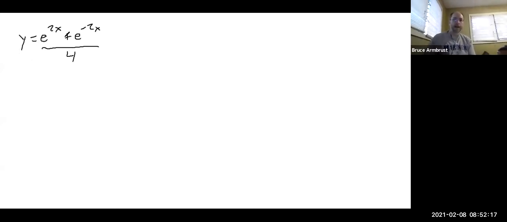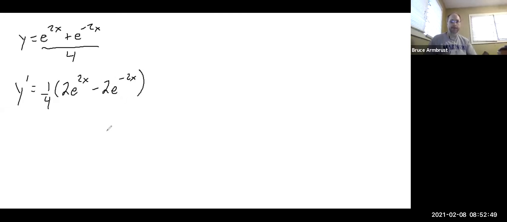But here's our y. They said let's start by looking at the square root of 1 plus y prime squared. So let's do the arc length piece. We'll take our derivative, y prime. The 1/4 is a constant multiple. If we differentiate e to the 2x, you get 2e to the 2x from the chain rule. E to the minus 2x gives us a minus 2e to the minus 2x for the same reason from the chain rule. So there's y prime. We cool with that one?